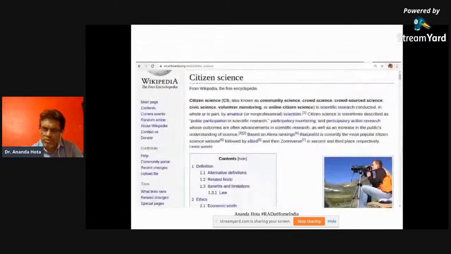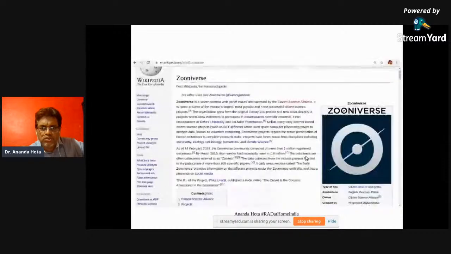understand. So let's come to the second half of the title, citizen science. What is citizen science? Wikipedia defines it as how the public participates in the science research process. Volunteer monitoring, online citizen science, crowdsourced science, public participation in research, various names are there. And among them, the most famous ones are iNaturalist, eBird, Zooniverse, etc.